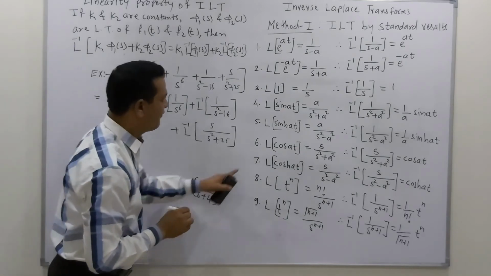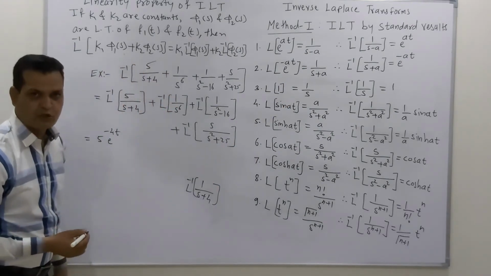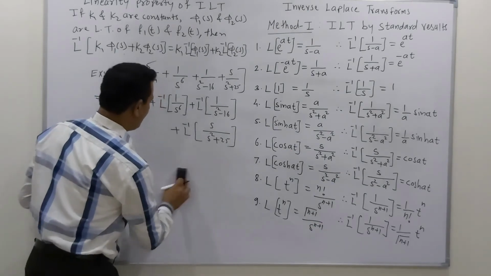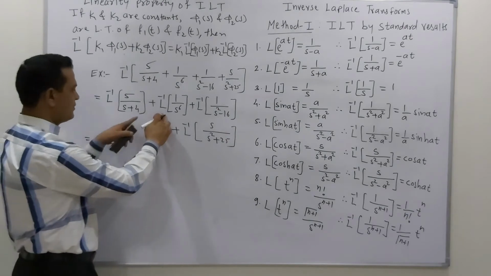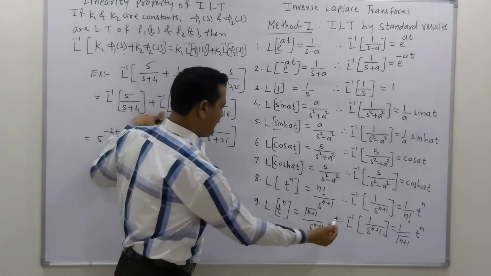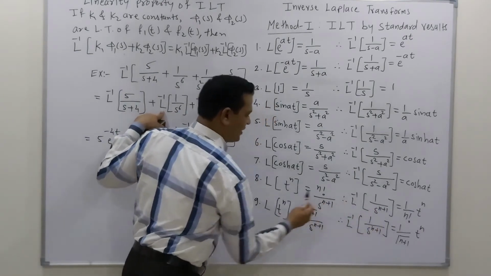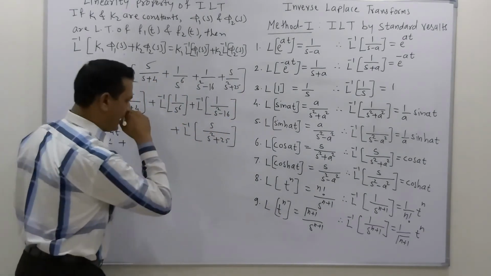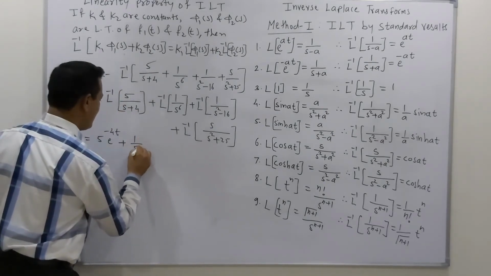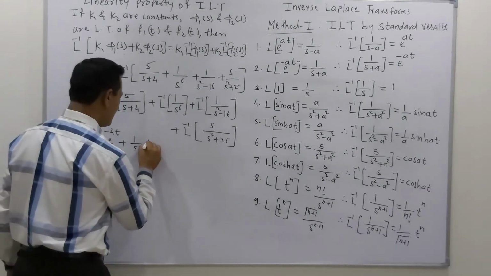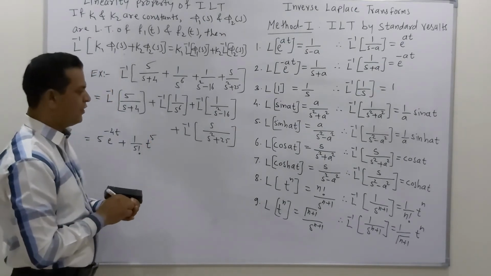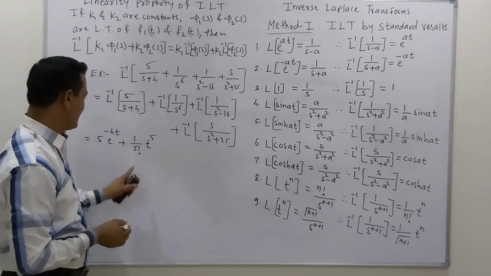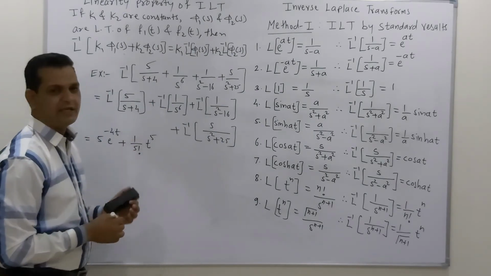Because the value of a is 4, we can write this as e raised to minus 4t. Then, if we compare this second term with result number 8, the value of n plus 1 is 6. So we can write this as 1 upon 5 factorial into t raised to 5, because n plus 1 is 6, so we get the value of n as 5.